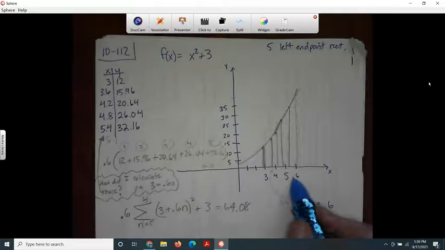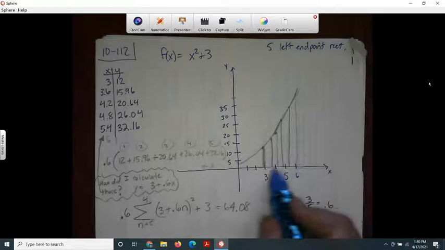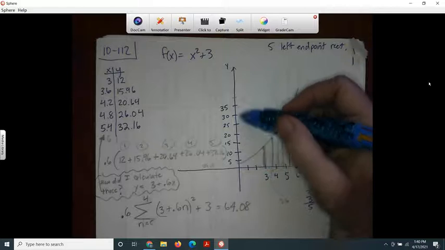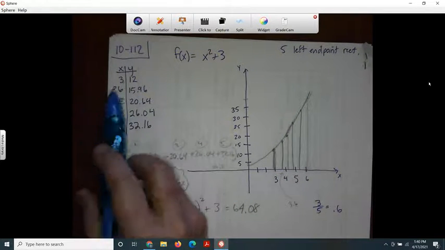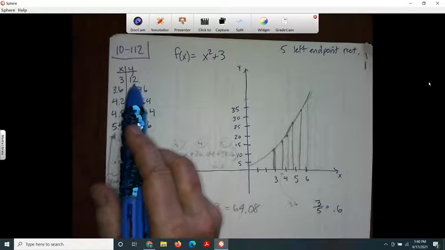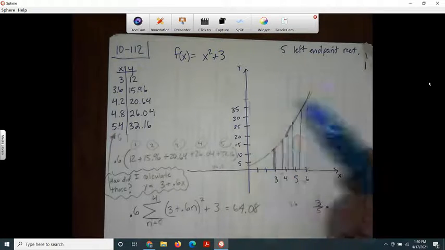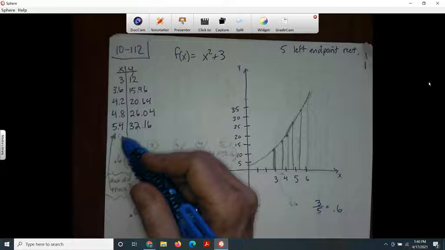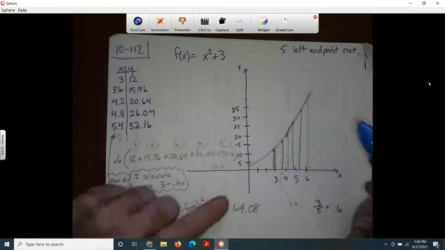And then I started counting by ones on my y-axis, but then I realized that when I plug in my 3, I get 3 squared is 9 plus 3, I got 12. And then I realized I'm going to have to scale these, and I ended up counting by 5s. So they want 5 left endpoint rectangles. That means in between 3 and 6, I need to figure out how to divide that up evenly so that I can get 5 rectangles.